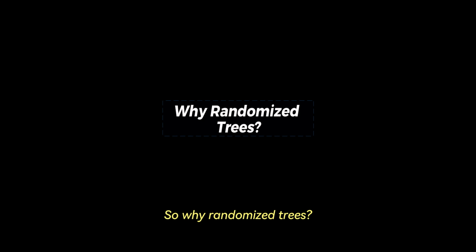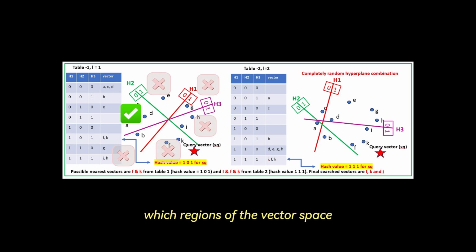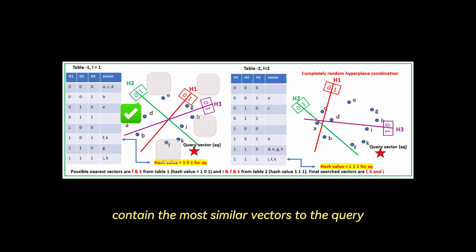So why randomized trees? The use of randomized hyperplanes or decision boundaries makes it faster to build the trees and allows the database to quickly approximate which regions of the vector space contain the most similar vectors to the query.